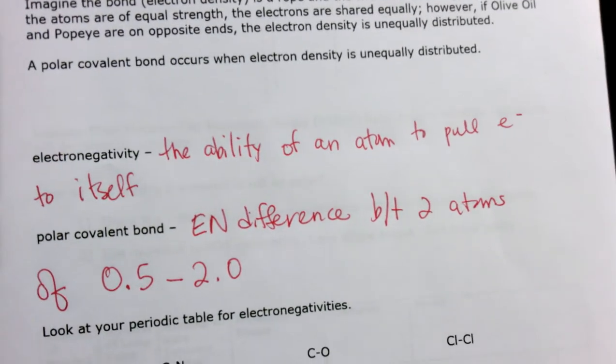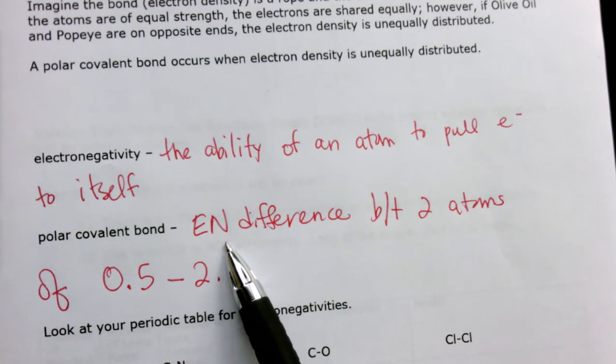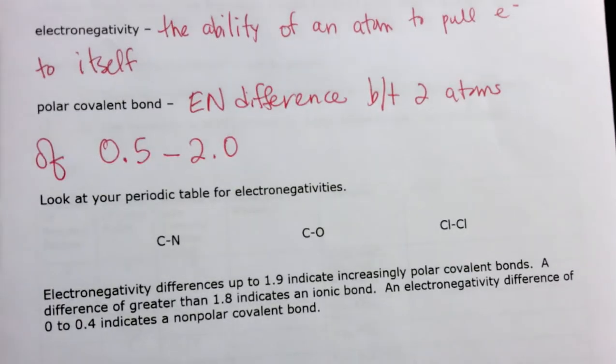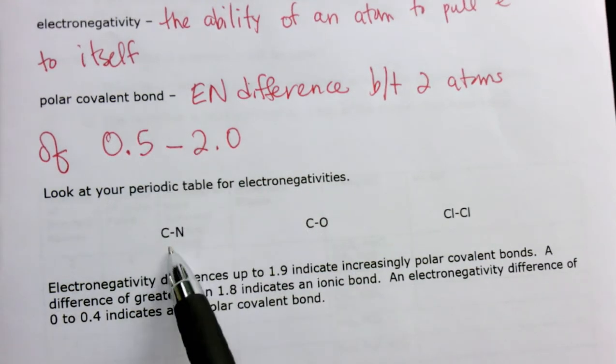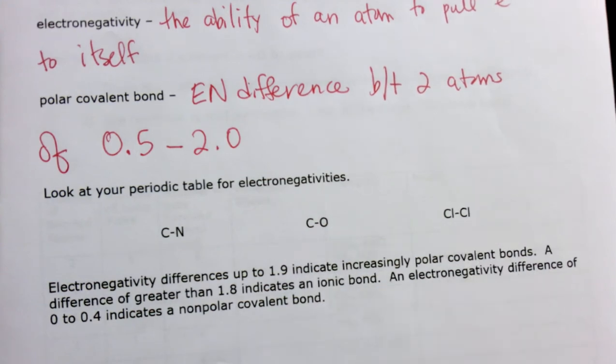You can establish whether a bond is polar covalent or nonpolar covalent by looking at the electronegativities on these tables and subtracting them. So I want you to look up the values for the electronegativities of these atoms: carbon, nitrogen, carbon, oxygen, chlorine, chlorine. Hit pause, look that up either in your book or on your periodic table, and then come back to this.